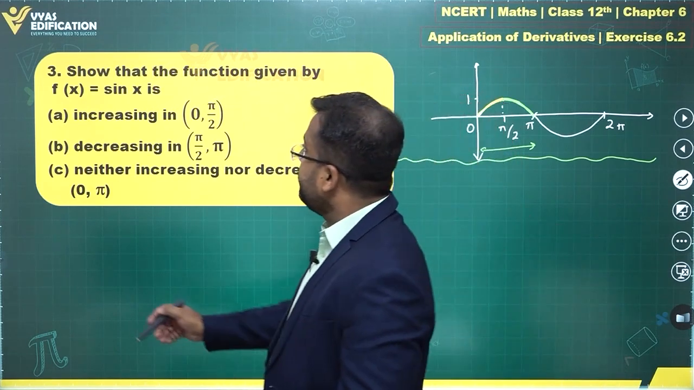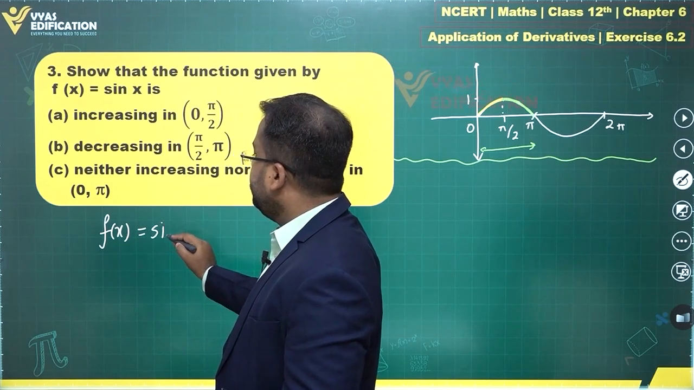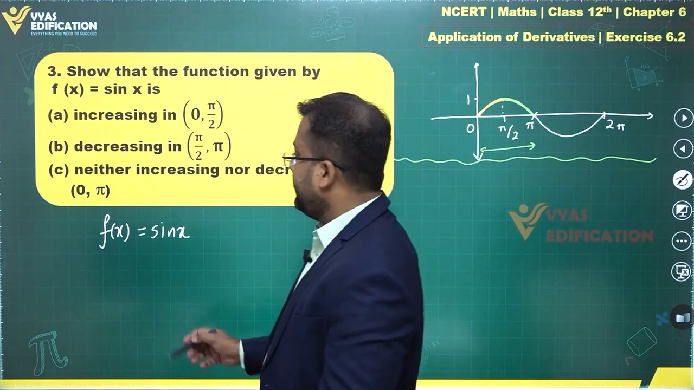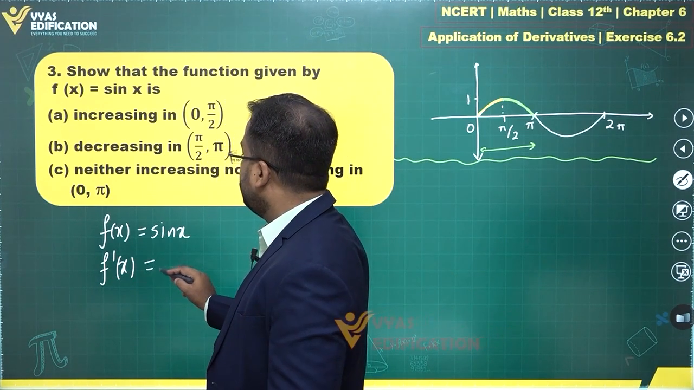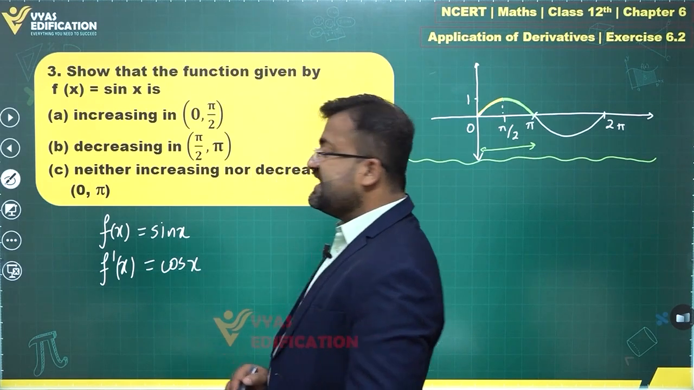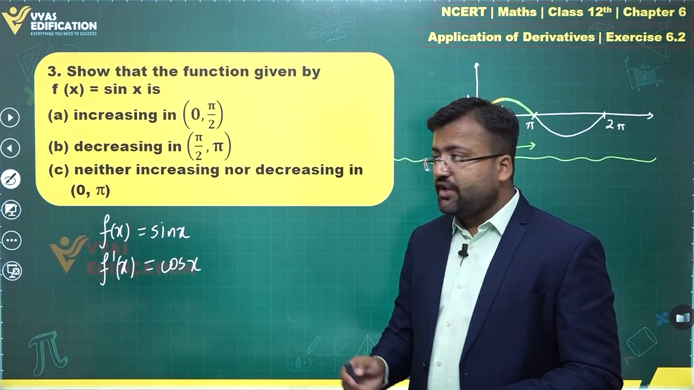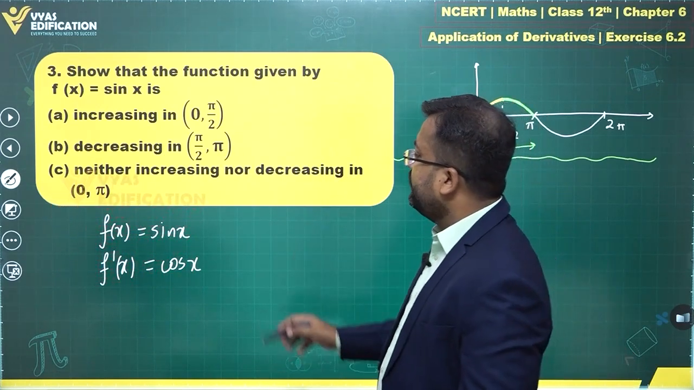Let's begin with the function f(x) = sin x, the analytical approach. So we'll have to find the derivative of this. Yes, let's find the derivative. f'(x) is equal to cos x. The derivative of sin x is cos x, right? And once you have noted that f'(x) is equal to cos x, can you identify the sign of cos x in different intervals?